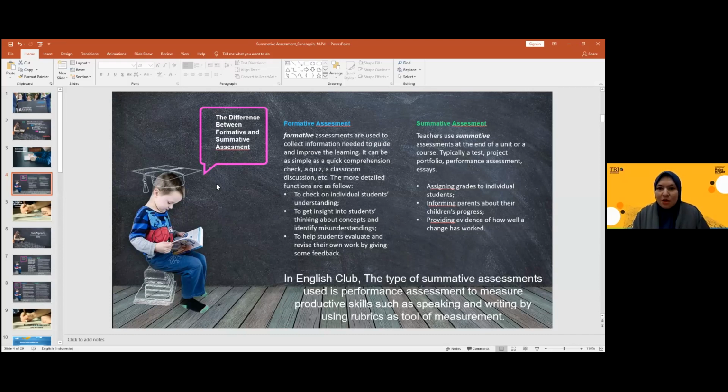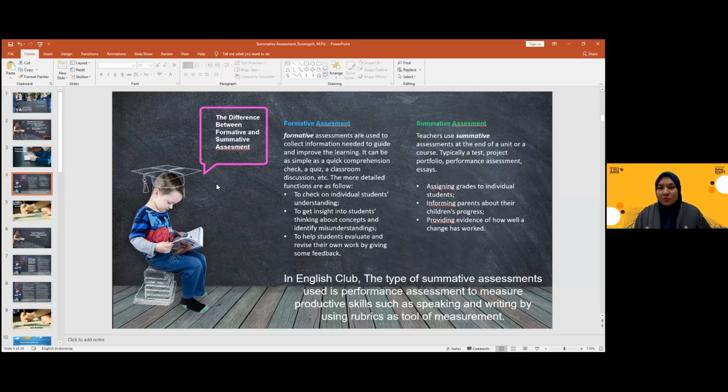Sometimes by giving a quick comprehension check, a quiz, or a classroom discussion. The function is, of course, to check on individual students' understanding, so you can know how effective your teaching is. The second one is to get insight into students' thinking about concepts and identify misunderstandings, so you can adjust the lesson right away. And to help students evaluate and revise their own work by giving feedback. Okay, and then what is summative assessment?